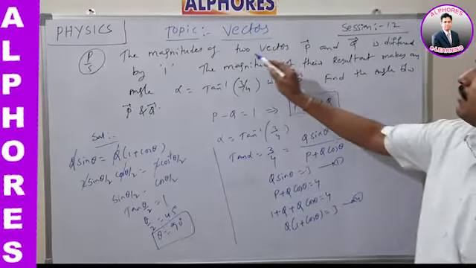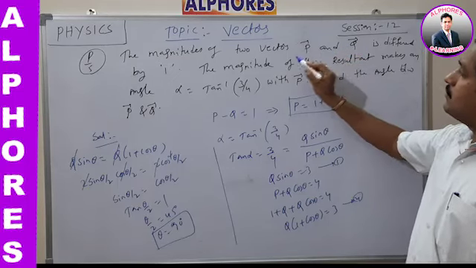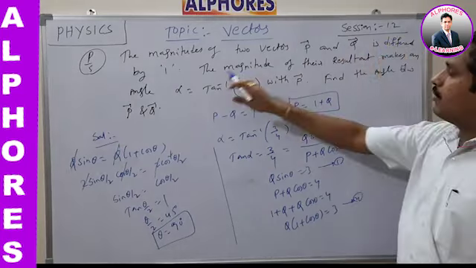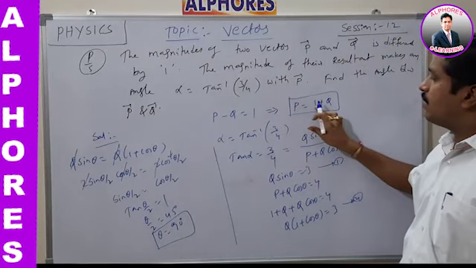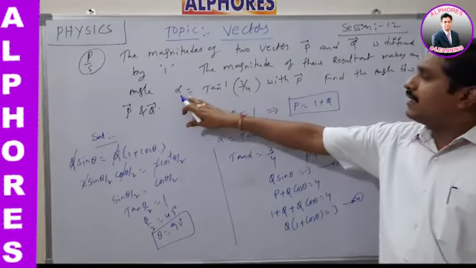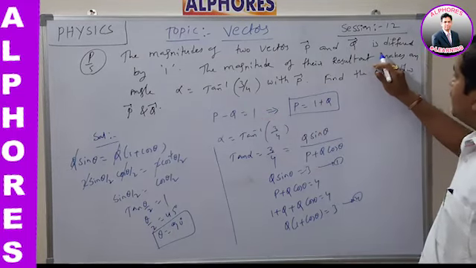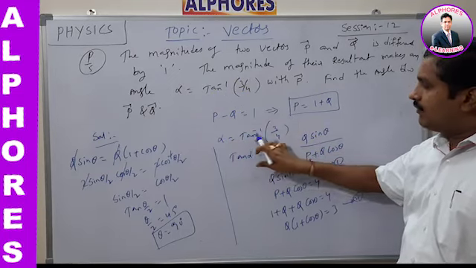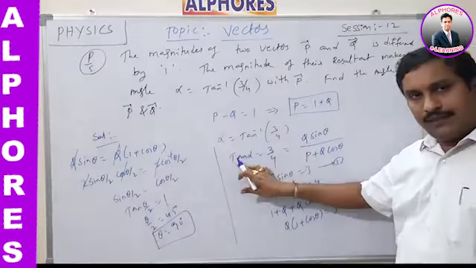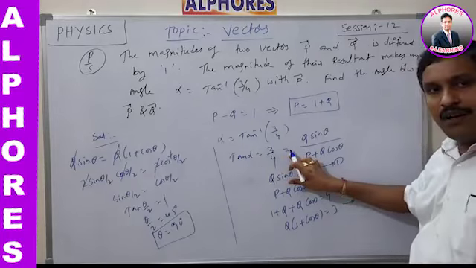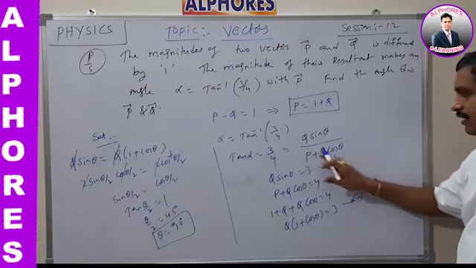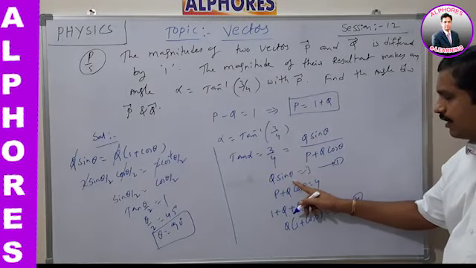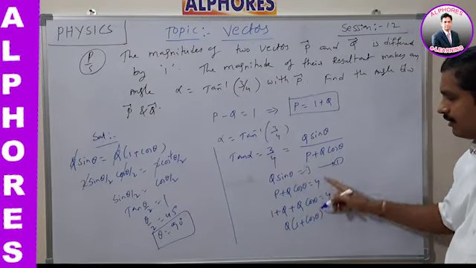According to the first condition, the magnitudes of the two vectors P and Q differ by 1, which means P minus Q is equal to 1. That means P is equal to 1 plus Q. According to the second condition, the resultant makes an angle alpha equal to tan inverse 3 by 4. So tan alpha is equal to 3 by 4, which according to the parallelogram law of addition of vectors is Q sin theta by P plus Q cos theta. By comparing these two, Q sin theta is equal to 3, and P plus Q cos theta is equal to 4.